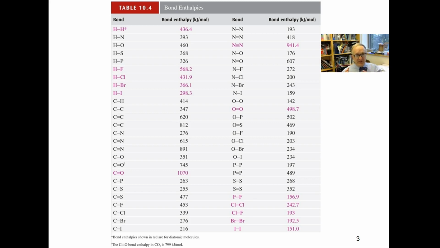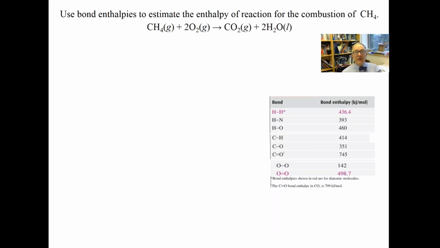Because you've got two C double bond O's in that particular molecule. It's a very small molecule, and we can determine that exactly. Whereas the C double bond O, that's the average of different molecules with a C double bond O in it. So bond enthalpies are always positive. So we can use them to make estimates of the enthalpy of reactions for different substances.